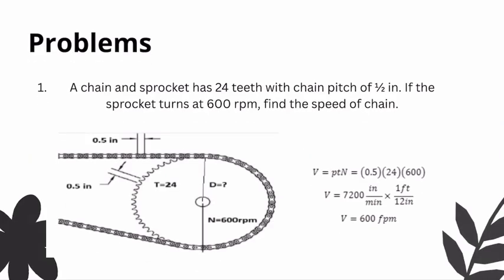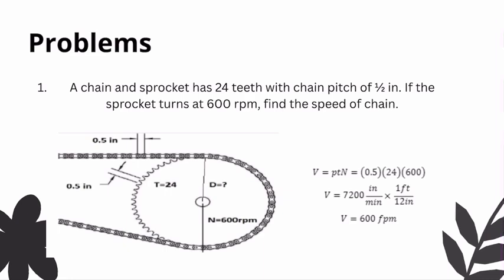These are the practice problems. Starting from number 1, a chain and sprocket has 24 teeth with a chain pitch of 1/2 inch. If the sprocket turns at 600 rpm, find the speed of the chain. For the speed of chain, we'll be using the formula: speed of chain equals the pitch times number of teeth times rpm.